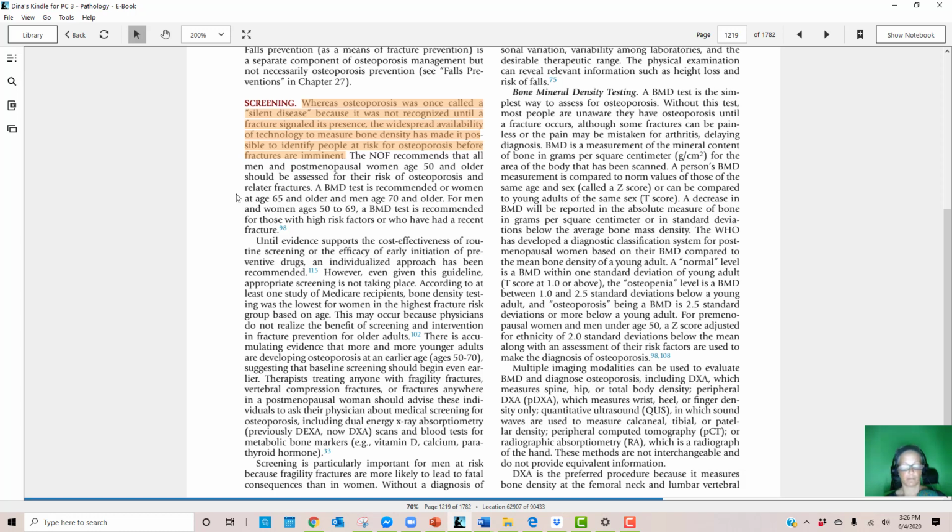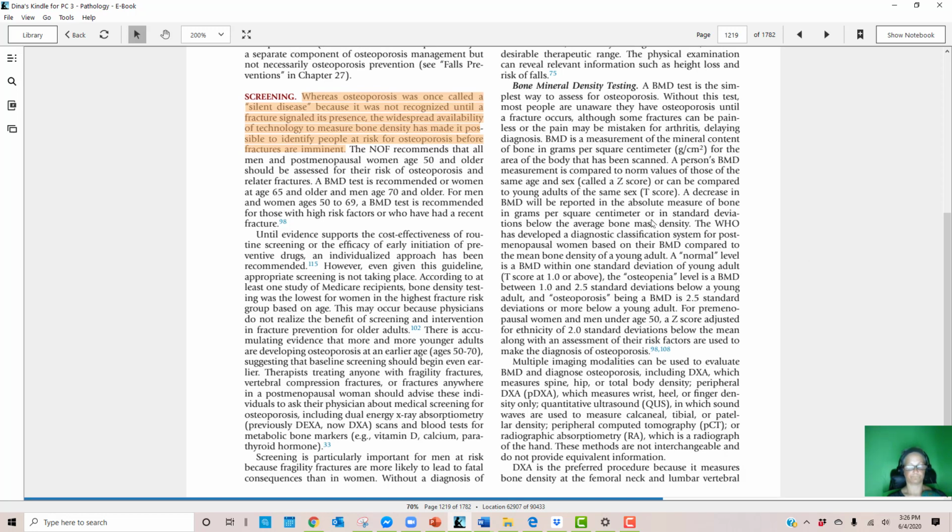Until evidence supports the cost effectiveness of routine screening or the efficacy of early initiation of preventive drugs, an individualized approach has been recommended. However, even given this guideline, appropriate screening is not taking place. According to at least one study of Medicare recipients, bone density testing was the lowest for women in the highest fracture risk group based on age. This may occur because physicians do not realize the benefit of screening and intervention in fracture prevention for older adults.